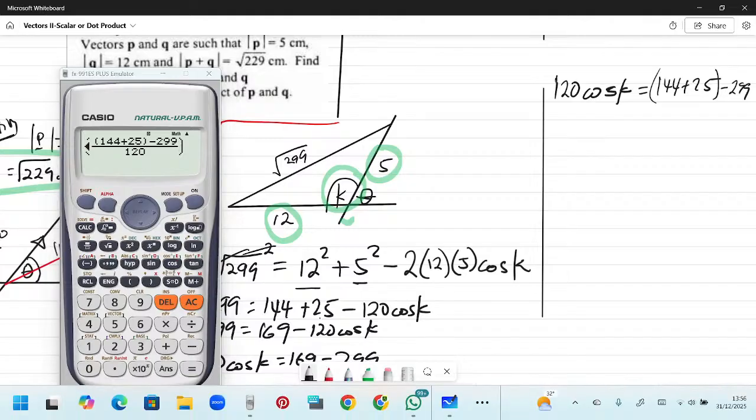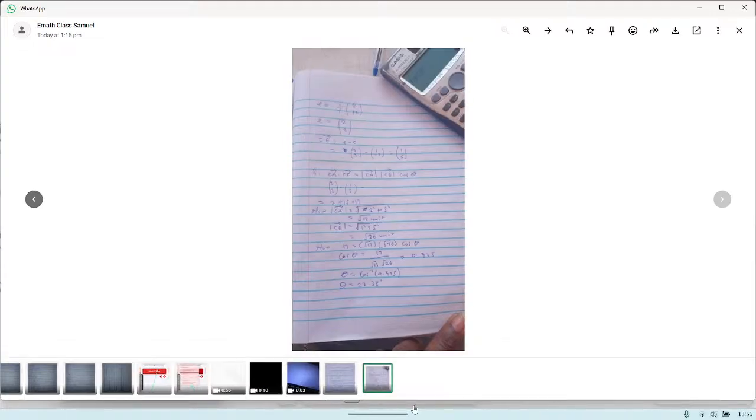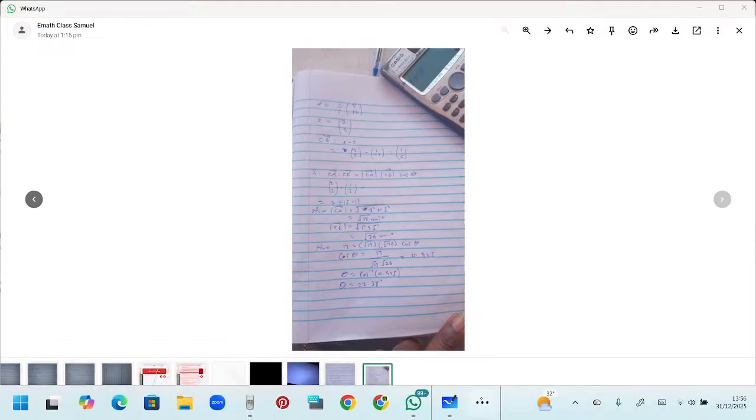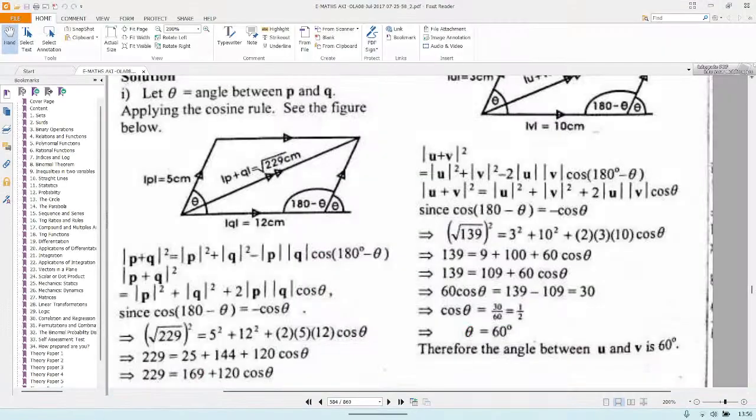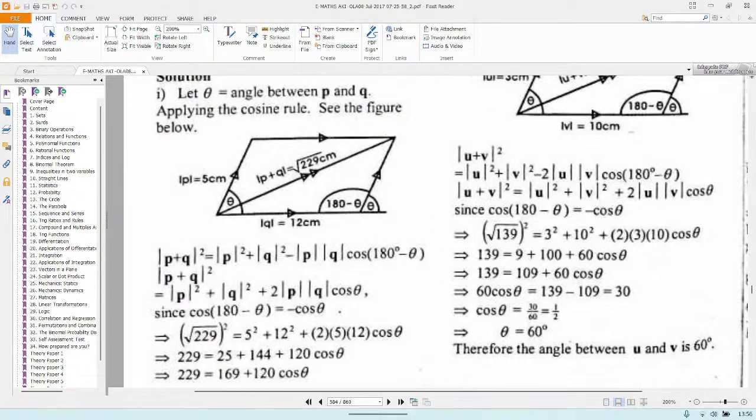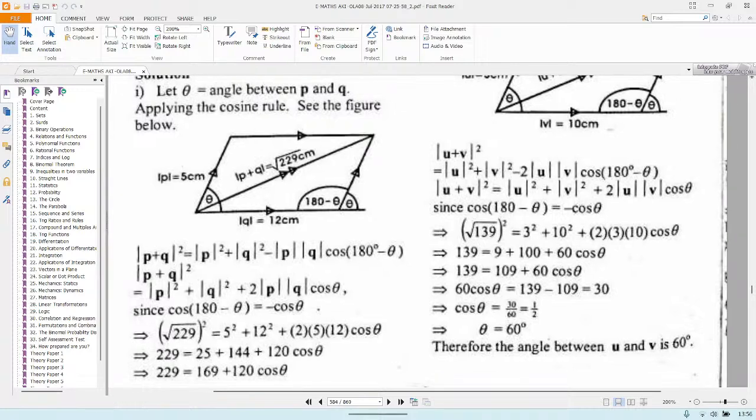Or you say I'm tired, that's why I'm not getting the answer correct. Their technique there: immediately you bring the 120, it will change the negative over here. That's what I don't want.